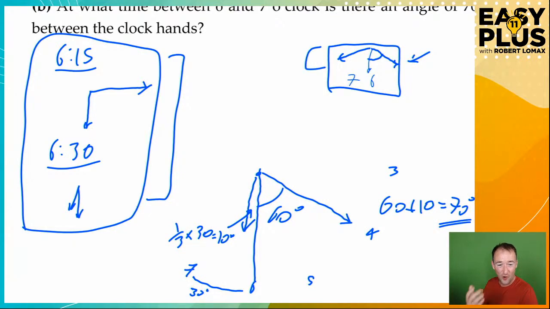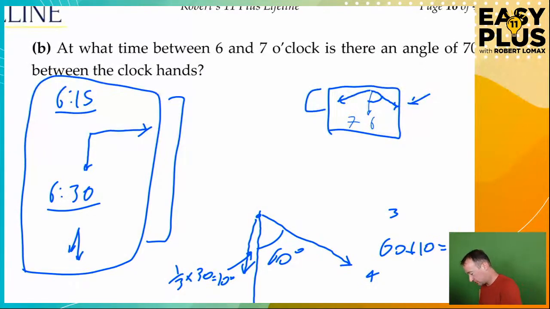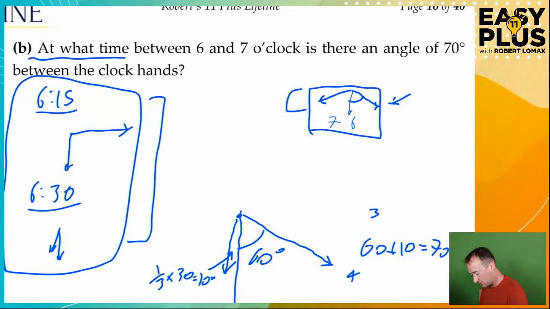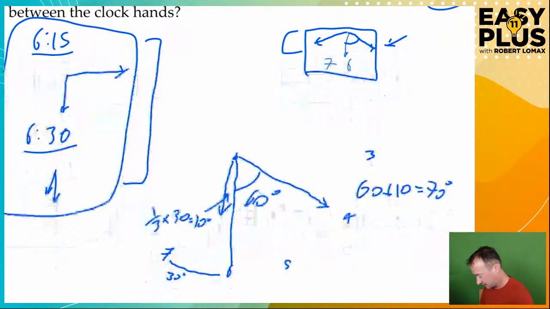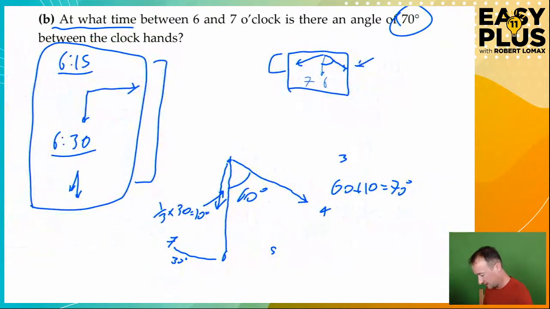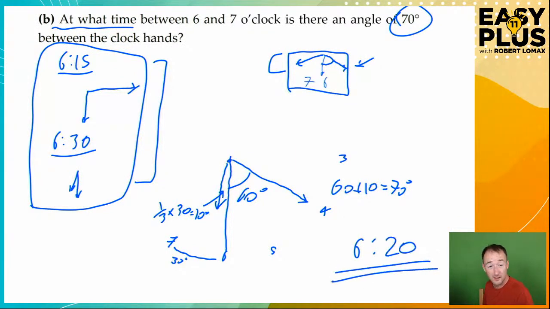No, it isn't. Always make sure that you're answering the question. The question asks, at what time? We already know that it's 70 degrees. So make sure that you write nice and clearly 6:20. And that's your answer. We don't know whether it's AM or PM, it doesn't matter, it isn't specified by the question.